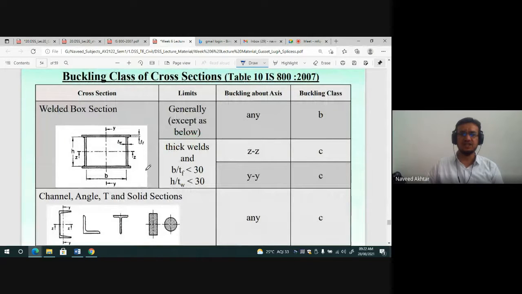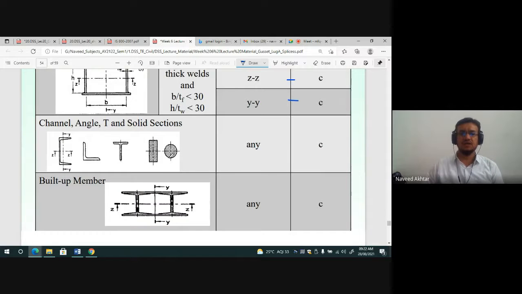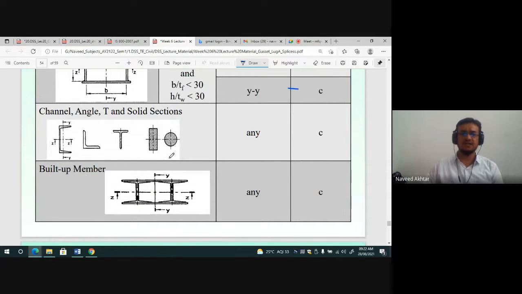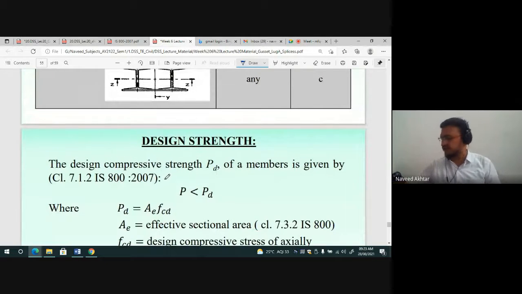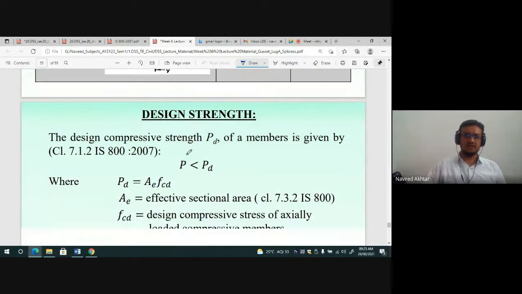If it is a welded section with thick welds, where B by TF is less than 30 and H by TW is less than 50, then C class will apply. Other than this condition, all welded box sections are B class. Any channel section, angle section, T section, or solid bar, whether rectangular, square or circular, is given in the C class. All these things we have already discussed in the previous class.